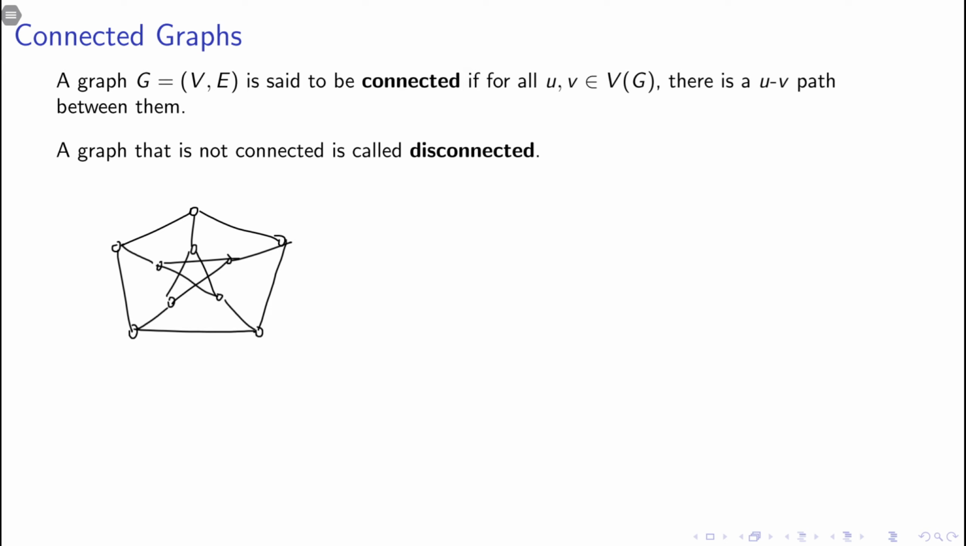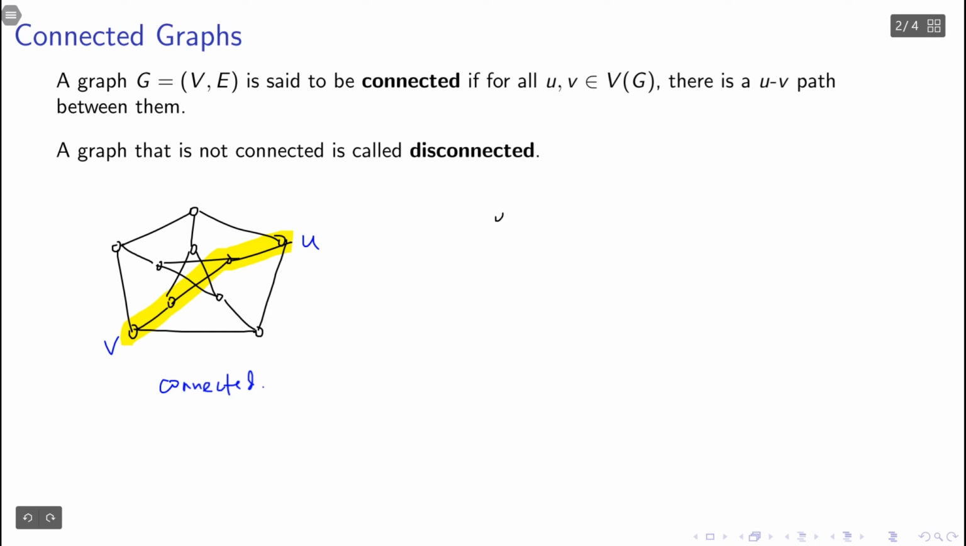So in this graph, for instance, which is called the Petersen graph, if I take this vertex as my vertex U and this vertex as the vertex V, then you can immediately see, yes, there is a path from U to V, traversing these other vertices in the middle. And for any two vertices in the graph, this is true. Therefore, this is connected. Right, so simple enough.